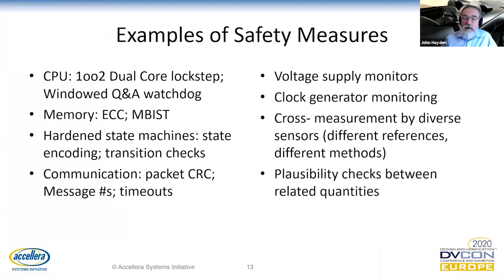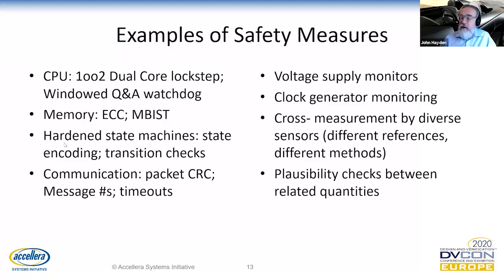And we do this with a variety of safety measures. And here's some examples. Of course, software also has safety measures, which I didn't really detail here, but digital and analog both have different kinds of safety measures that are commonly employed. A CPU might have a 1 out of 2 dual core lockstep or a windowed watchdog. Memory has ECC and BIST.